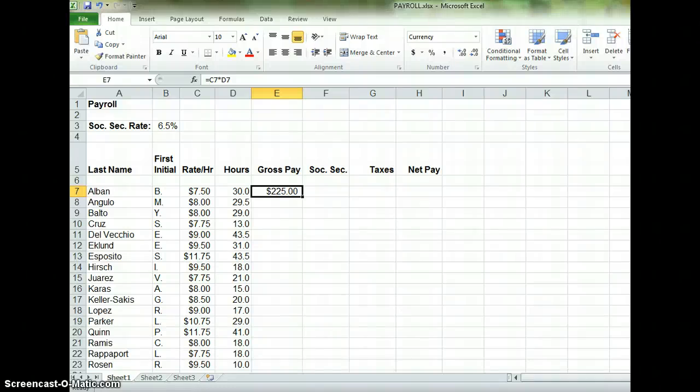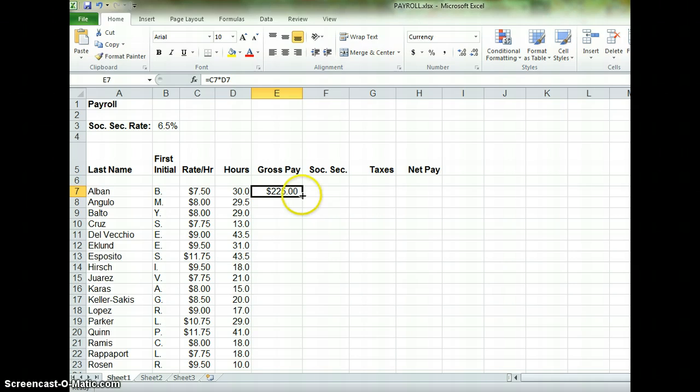In the previous exercise, we worked with the gross pay and calculated our gross pay by multiplying the contents of cell C7 by the contents of cell D7, which were the rate per hour, by the number of hours worked. We also talked about the fill down tool.